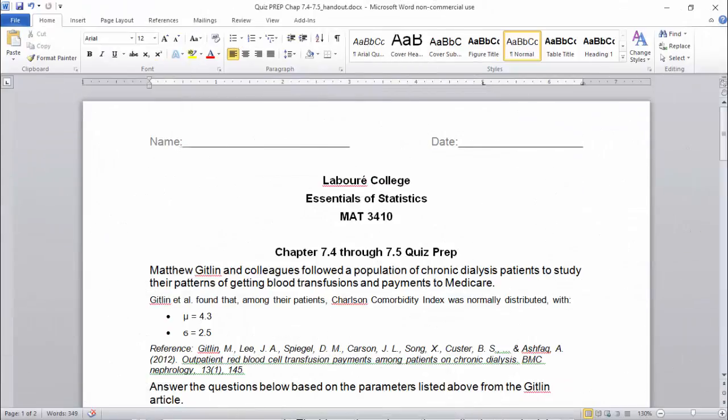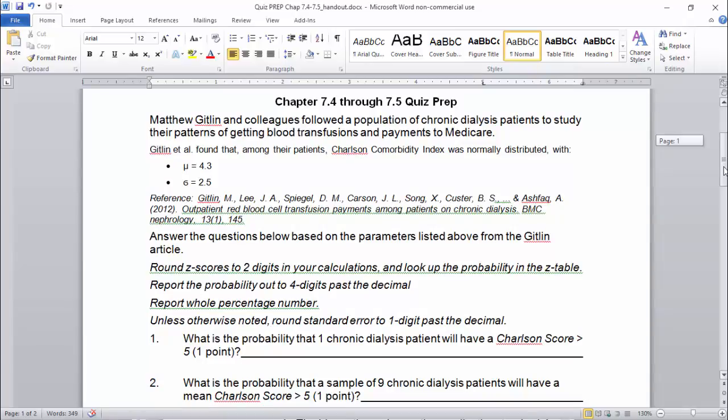Hello, and welcome back to Quiz Prep. Of course, we're moving on to Chapter 7.4 through 7.5 Quiz Prep, but this is actually the last in our sequel, the Chapter 7 series, where we're focusing on Matthew Gitlin and his colleagues and how they studied these dialysis patients. As you can see on the screen, we're still going for their Charlson Comorbidity Index. We're using the same mu of 4.3 and sigma of 2.5.